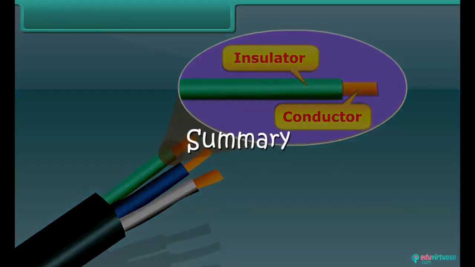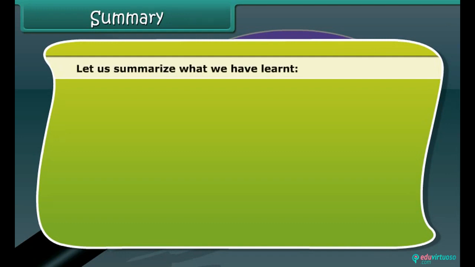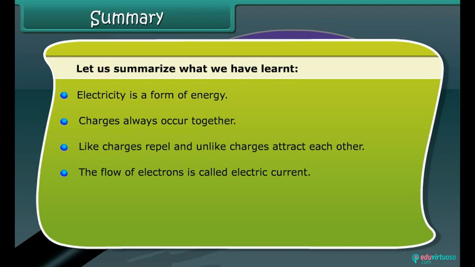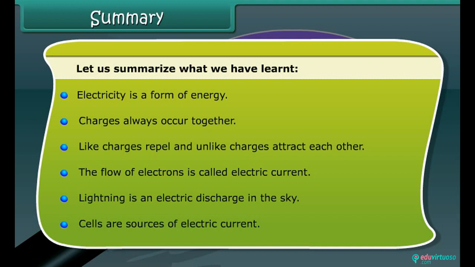Summary. Let us summarize what we have learnt. Electricity is a form of energy. Charges always occur together. Like charges repel and unlike charges attract each other. The flow of electrons is called electric current. Lightning is an electric discharge in the sky. Cells are sources of electric current.